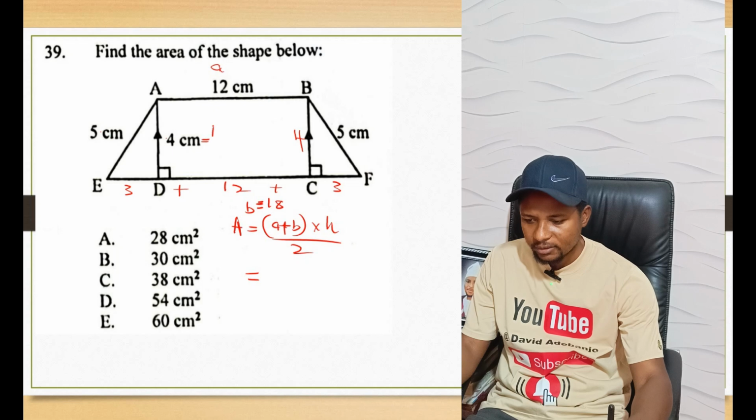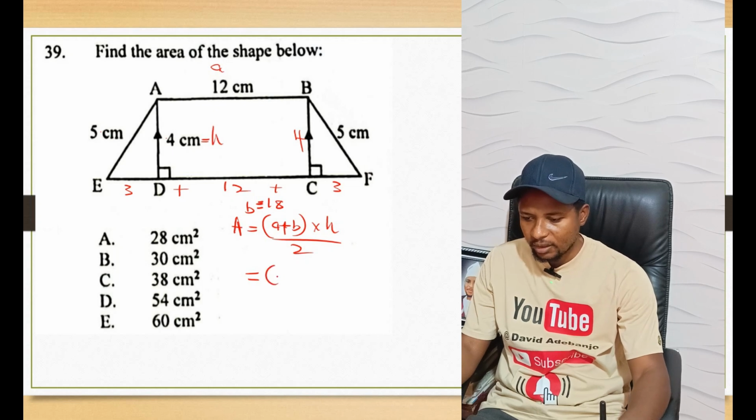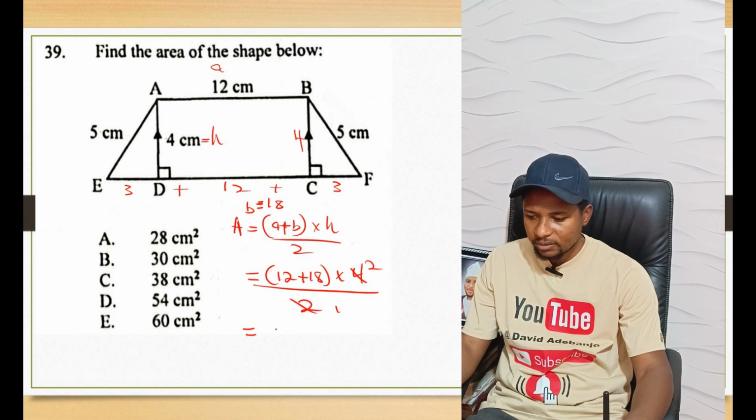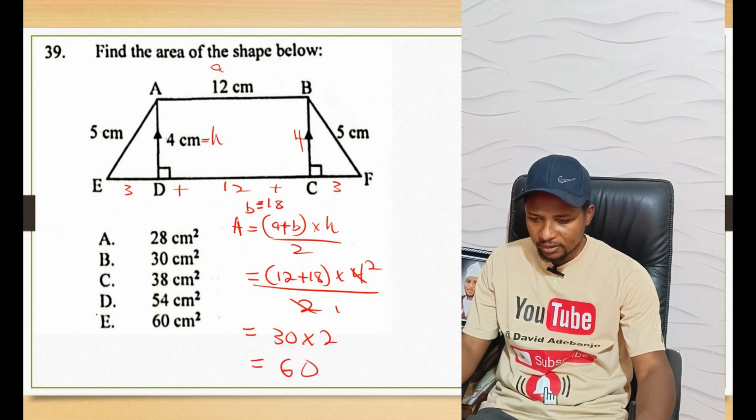So you have all the information. This is your height. So all that we need is given. A as 12. We have gotten B as 18. And height as 4, over 2. 2 here 1, 2 here 2. And then 12 plus 18 will give you 30. So you have 30 times 2, which will give you 60. So your answer is option E.